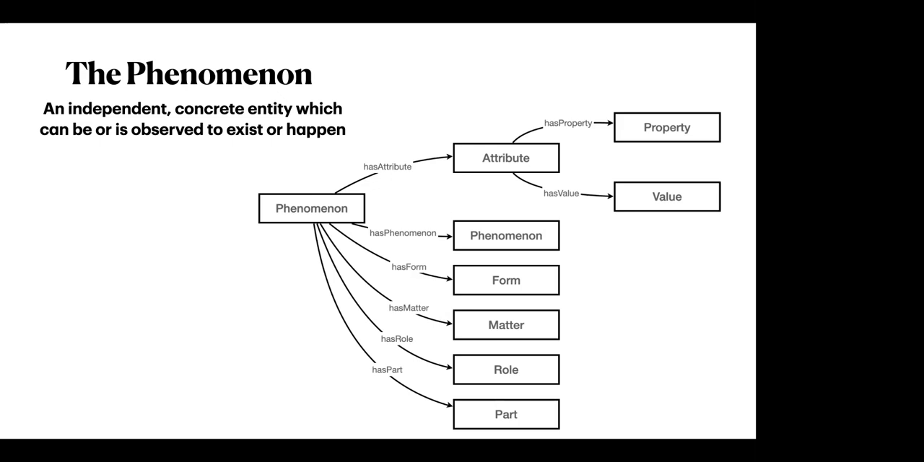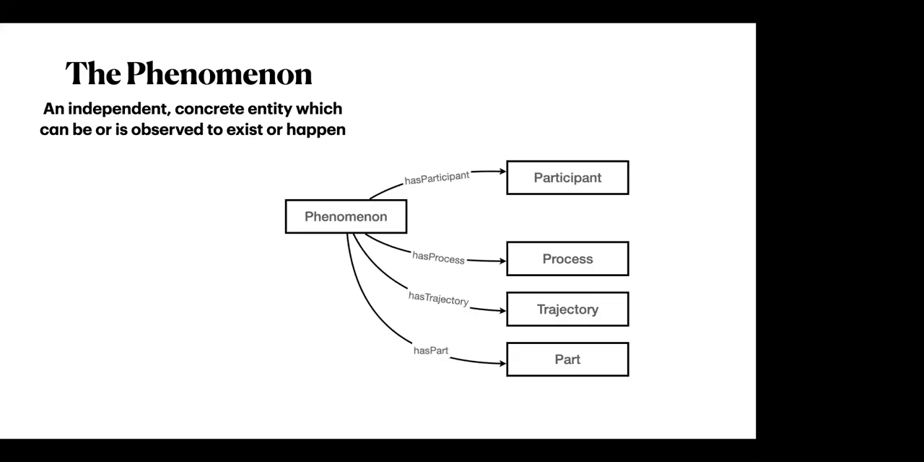We do also provide some shorthand notation for certain attributes that occur again and again, such as form, matter, role, and part. We're going to give some examples, so don't worry too much about what each of these is. And now, as I mentioned before, there are also dynamic phenomena. So these are phenomena that involve processes. And for phenomena that involve processes, the design pattern is a bit different, and it involves what we call participants, which are other phenomena. So again, these may be objects or more complex phenomena. And these participants, as they participate in the process, this process may also have a trajectory.